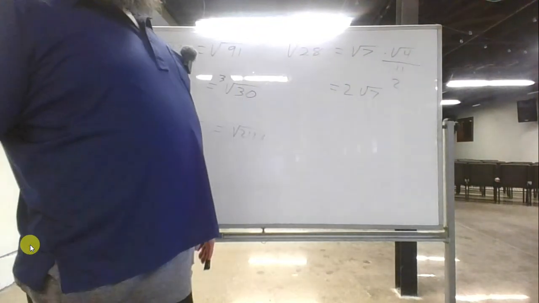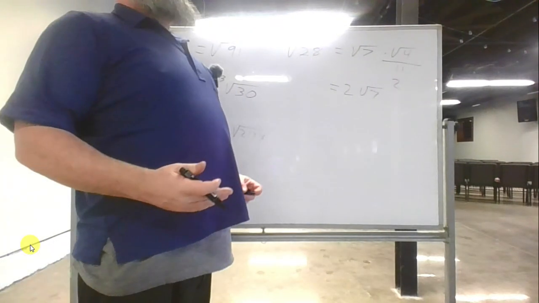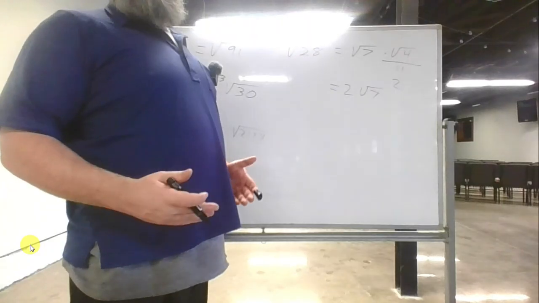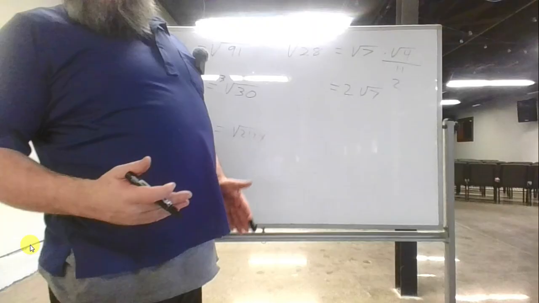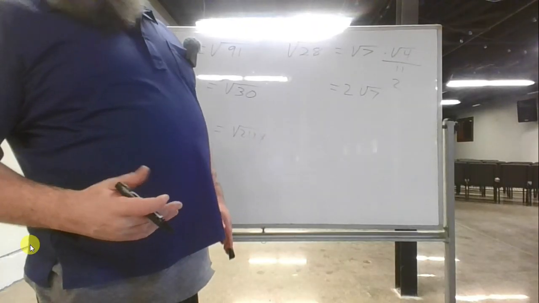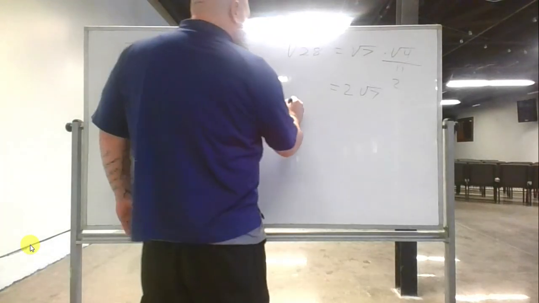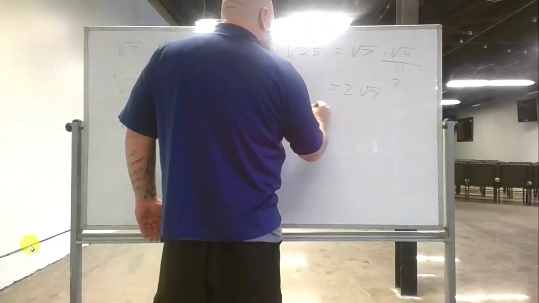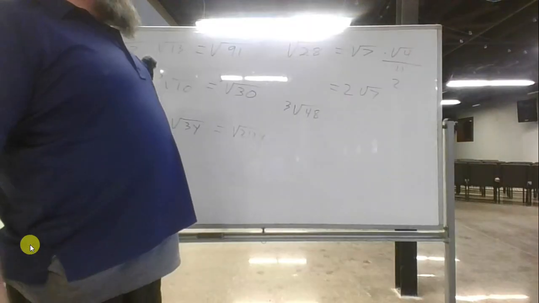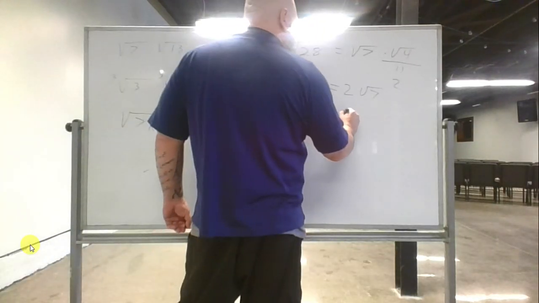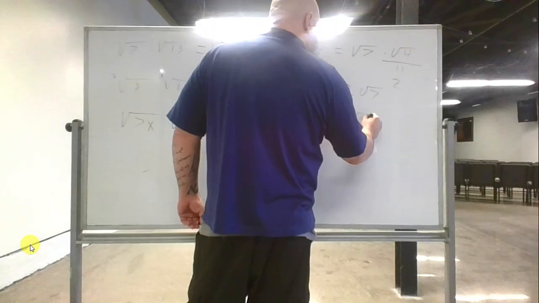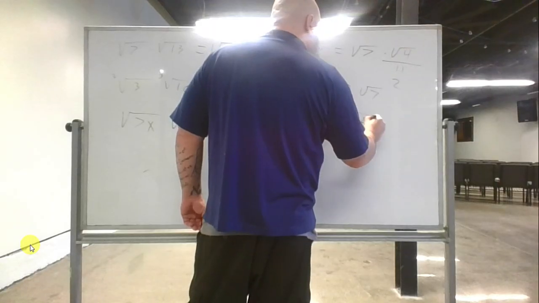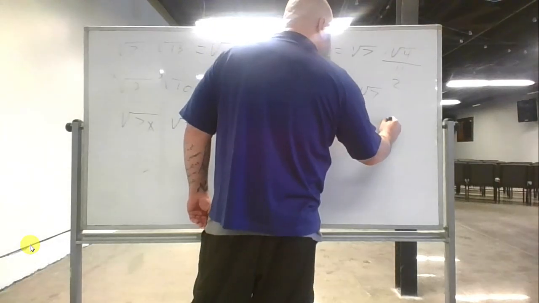If I were to have the cube root of 48, let's see if we can break this down into something that's a cube root. Well, some factors of 48 are 6 and 8. So we could write this as the cube root of 8 times the cube root of 6. Well, the cube root of 8, if you know your cubes, is 2. So it's going to simplify to 2 times the cube root of 6.